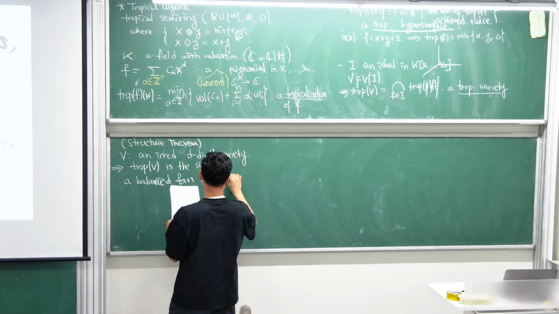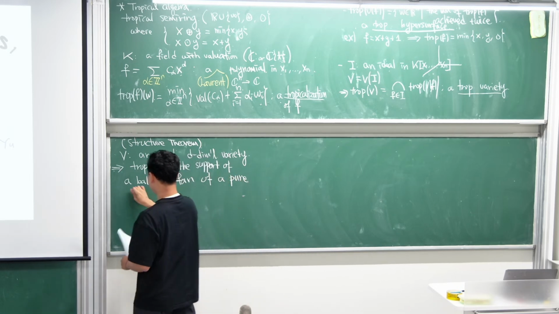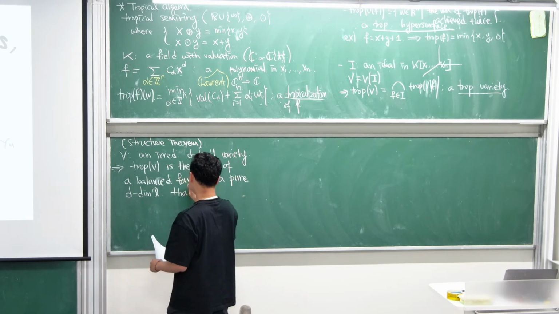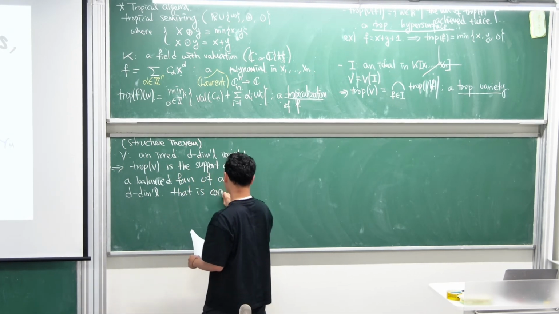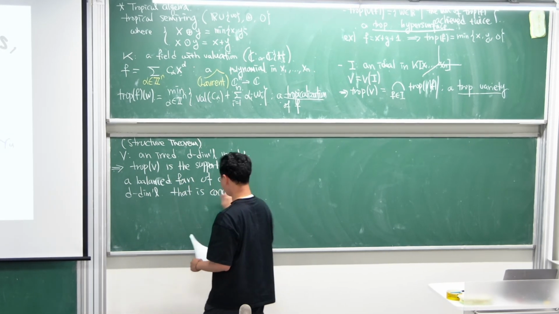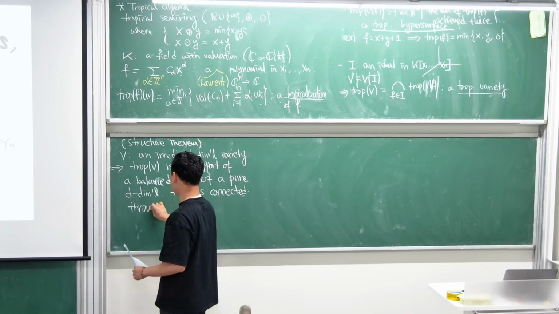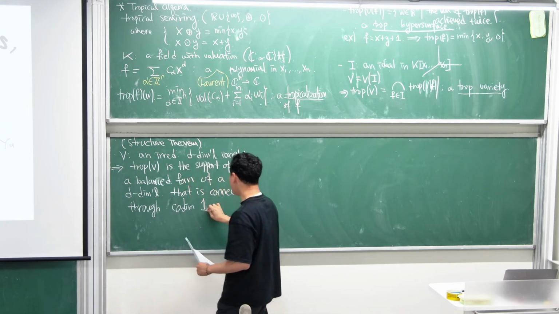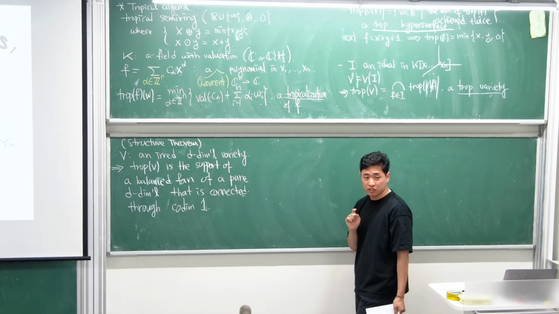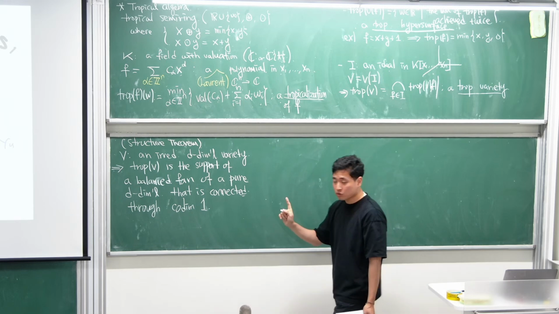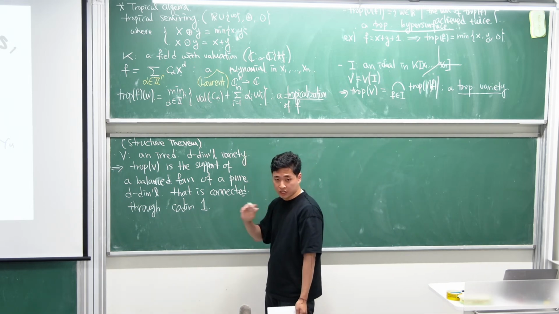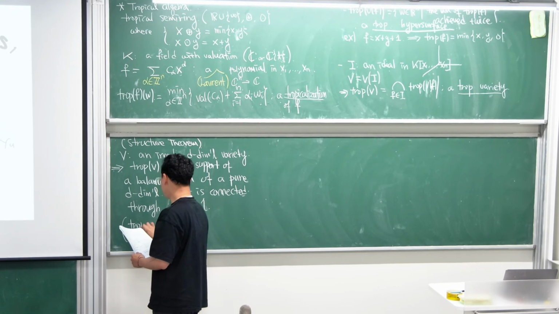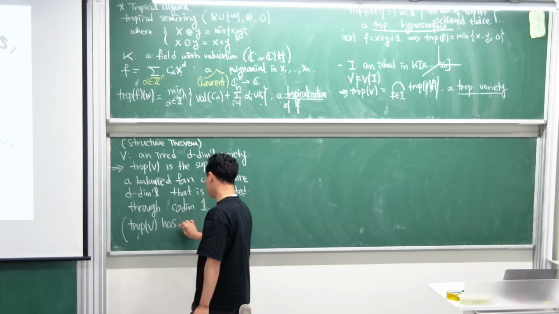pure dimensional polyhedral complex that is connected through codimension one. I just wrote down a bunch of words here. Of course, you don't need to remember this. What I want to say is, if you have a tropical variety, it has this nice structure. It has a polyhedral structure.